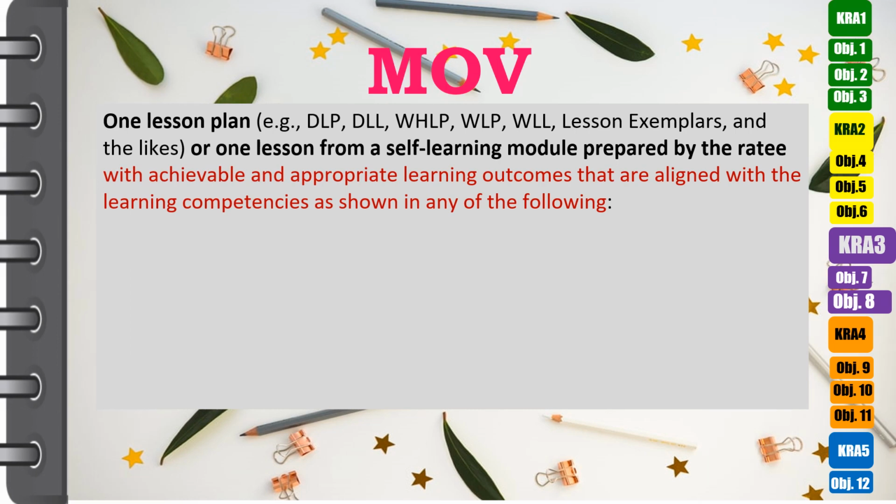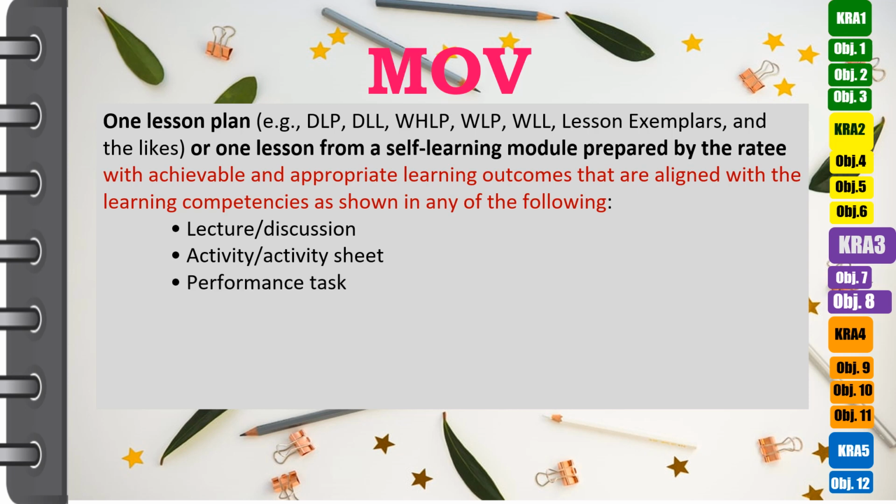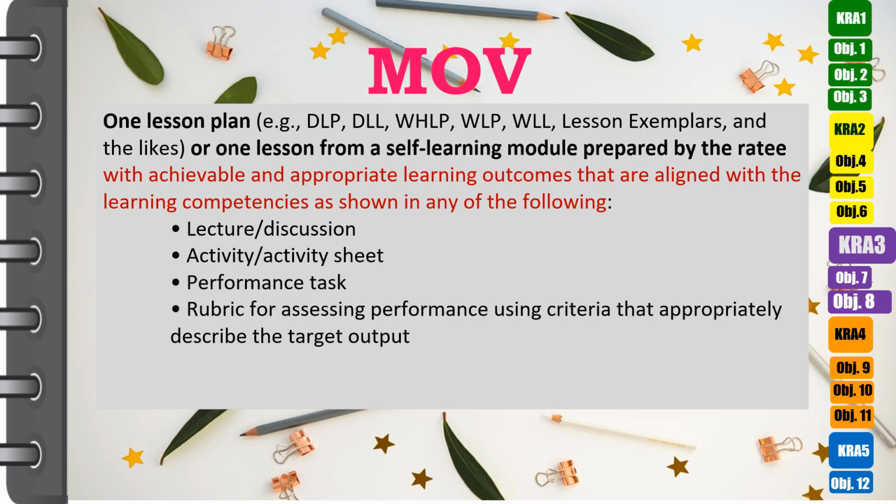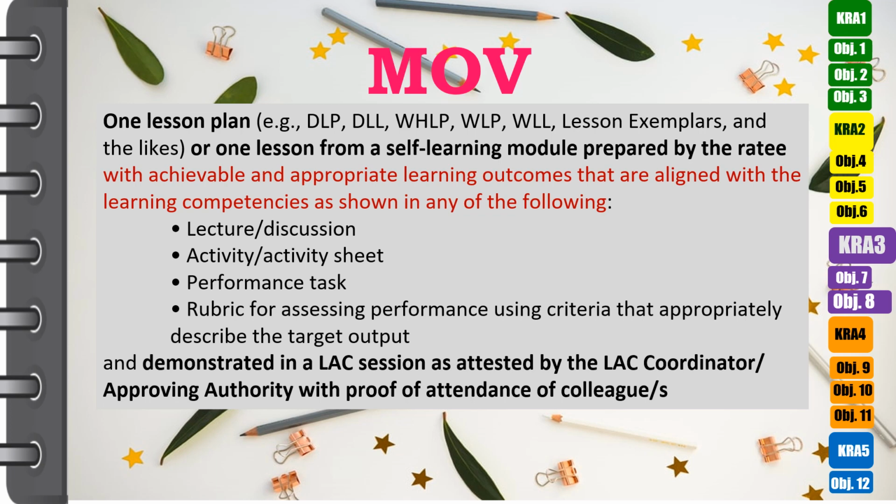For Objective 8, you need one lesson plan or one lesson from a self-learning module with achievable and appropriate learning outcomes that are aligned with the learning competencies as shown in any of the following: lecture or discussion, activity or activity sheet, performance task, rubric for assessing performance, and demonstrated in a LAC session as attested by the LAC coordinator or approving authority with proof of attendance of colleagues.